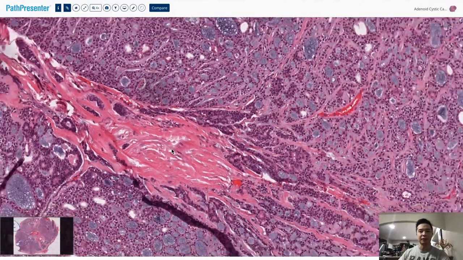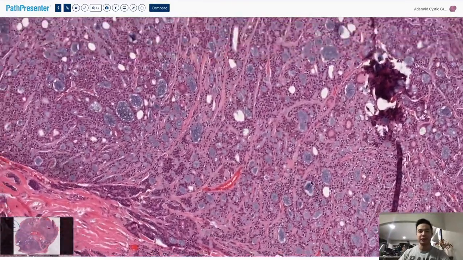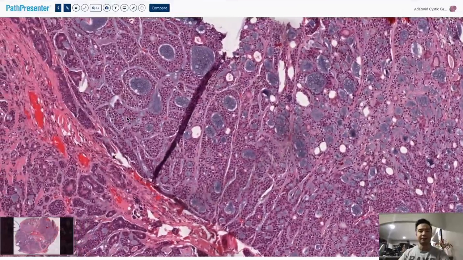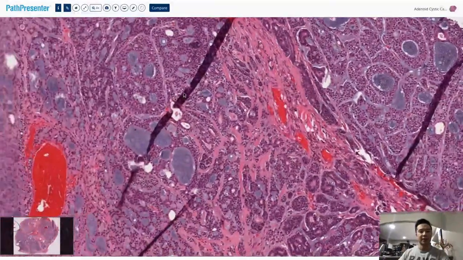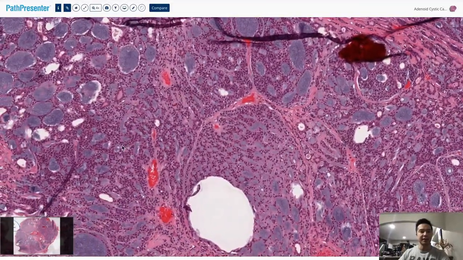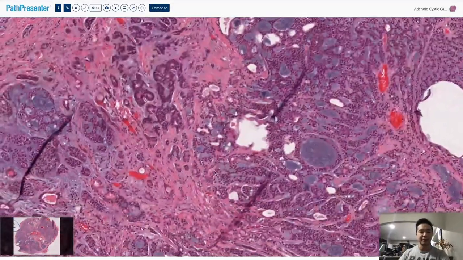And I'm trying to look for perineural invasion, which is pretty common in adenoid cystic carcinoma, and thus can cause a lot of pain. I don't see it here, but it's often present.